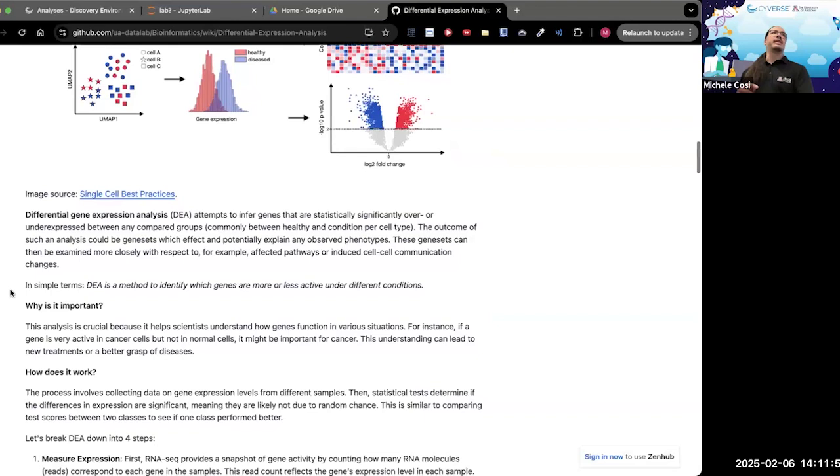So why is DEA important? Well, it helps us understand how genes function in different situations. In this specific case, if a gene is active during cancer but not in normal cells, it might be important for the cancer cell, and this will give us a little bit of an understanding of the function of this specific gene down the line for a potential treatment.